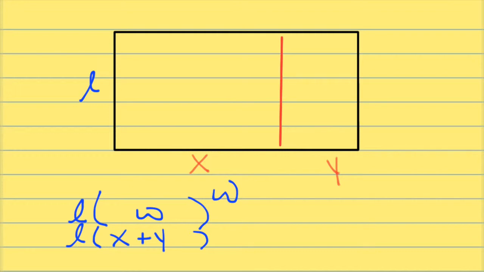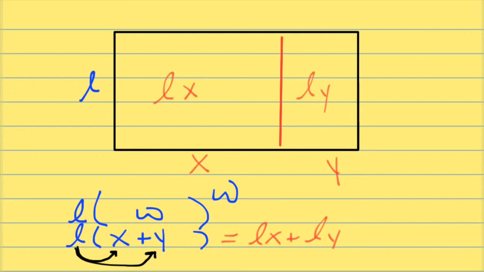But if I look at the separate pieces of my rectangle, this area here is length times x, and this area here is length times y. And so when I put those two together, they must be equal to the length times x plus y. And that's how our distributive property works. When I'm multiplying by a sum or a difference, I take and distribute the beginning factor to the other two pieces.